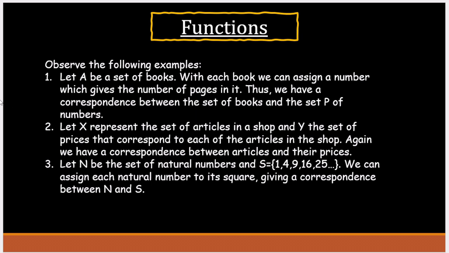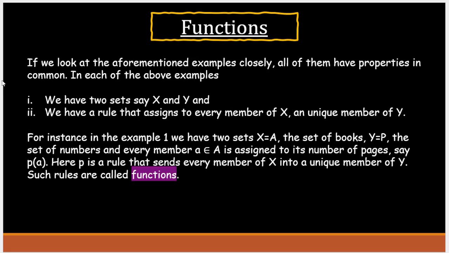So, all these examples are about functions. Each set and the relation between each pair of sets is nothing but a function. If you look at these examples closely, all of them have properties in common. In each of the above examples, we have two sets, say X and Y, and we have a rule that assigns to every member of X a unique member of Y.